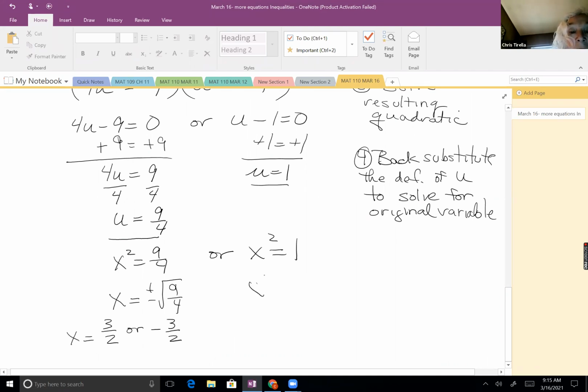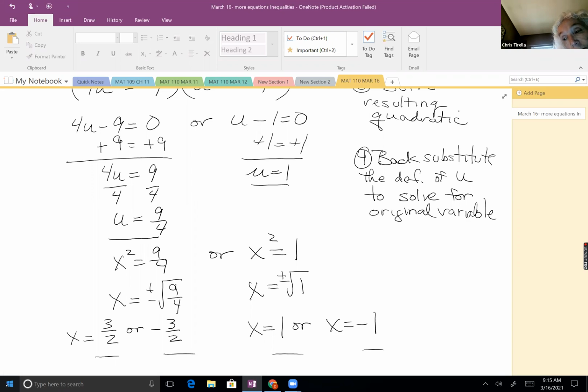And here, using the square root property, taking the square root of both sides, I'd get x is equal to either the positive or negative square root of 1, giving me x equals 1, or x equals negative 1. And so now I've got 4 solutions for that 4th degree equation. Thoughts? Shall we try another?